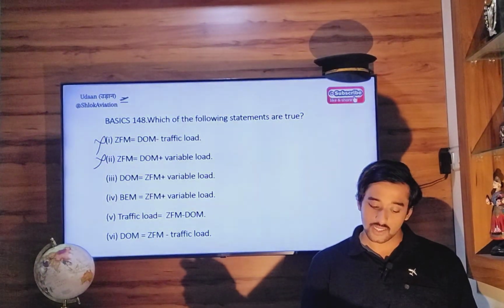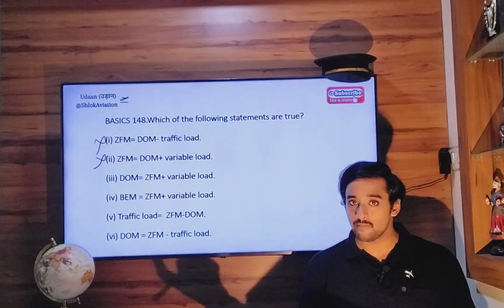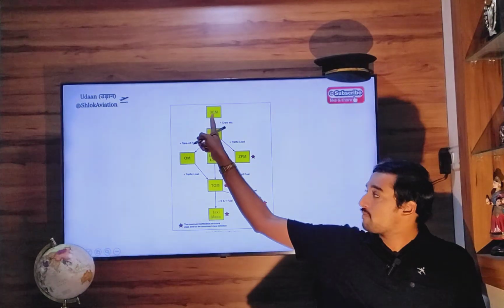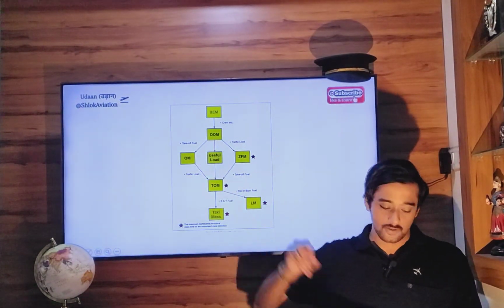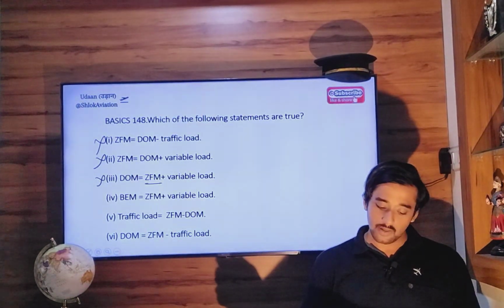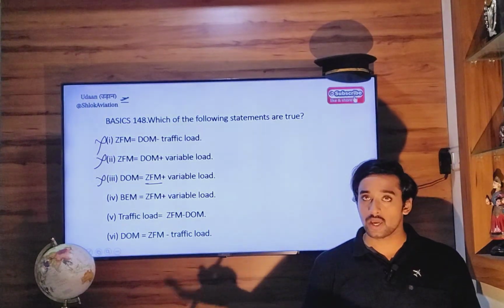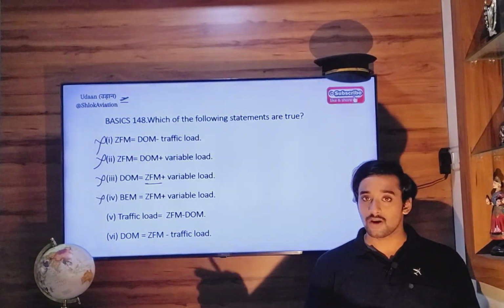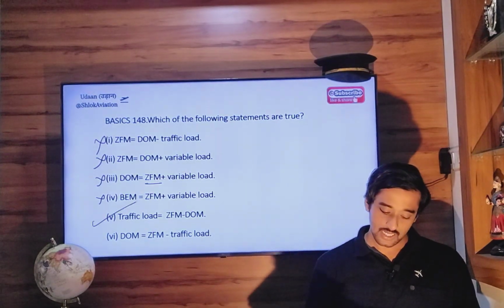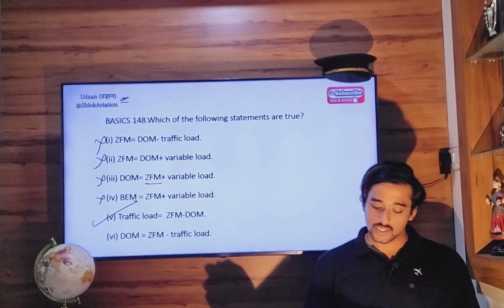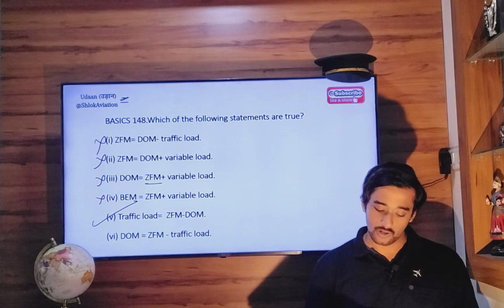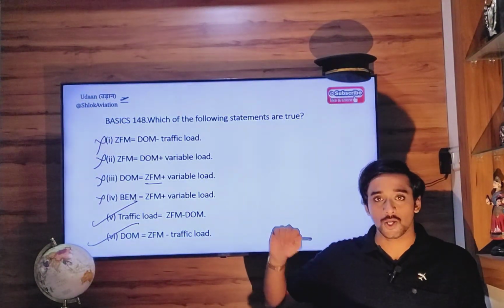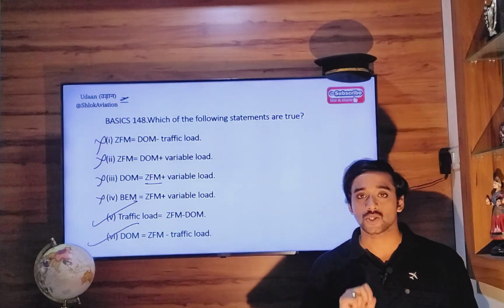Dry operating mass is zero fuel mass plus variable load. Again, wrong. Dry operating mass is basic empty mass plus variable load. Basic empty mass is zero fuel mass plus variable load, irrelevant. Traffic load is zero fuel mass minus DOM, yes. DOM is zero fuel mass minus traffic load, yes. So statements 5 and 6 are the right ones. So you will select that option which has these two statements in it.